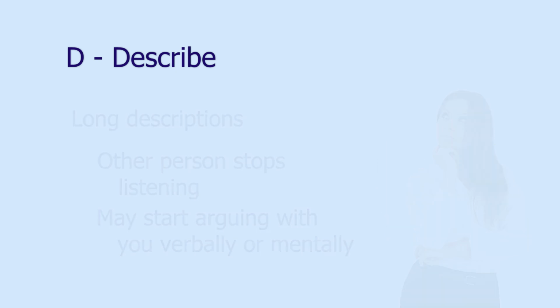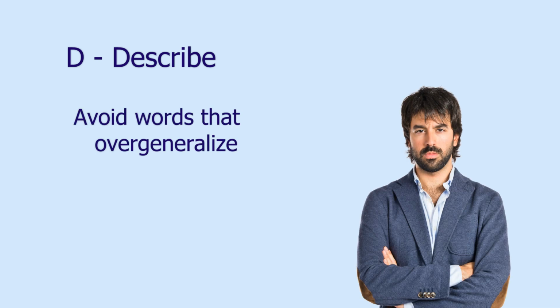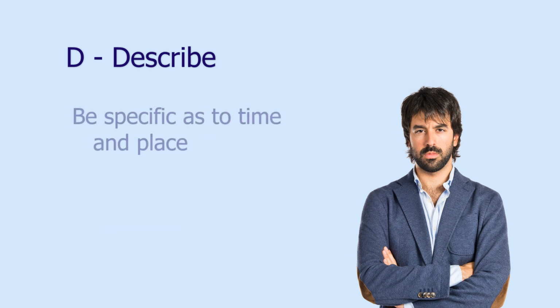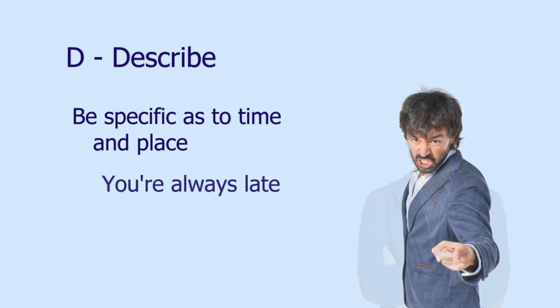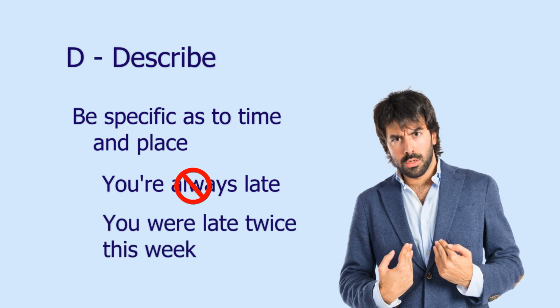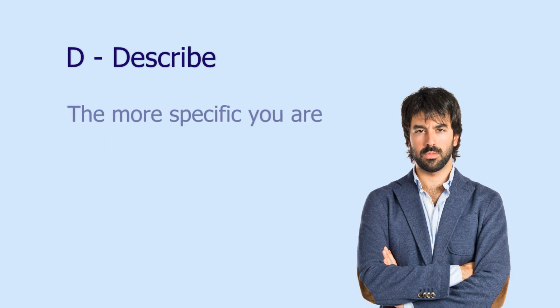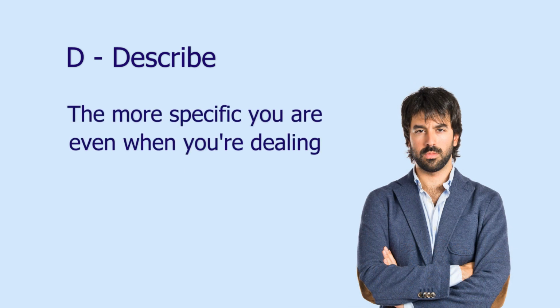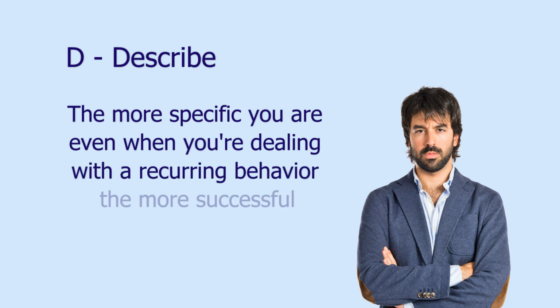It's also important to avoid words that overgeneralize, such as never, always, and every. Be specific as to time and place. If you say, "You're always late," the other person usually stops listening and starts to recall times when he or she was on time. However, a statement like, "You were late twice this week," is a simple statement of fact. Let me say this again for emphasis. The more specific you are, even when you're dealing with a recurring behavior, the more successful you will be.